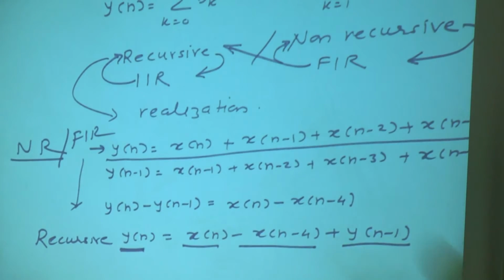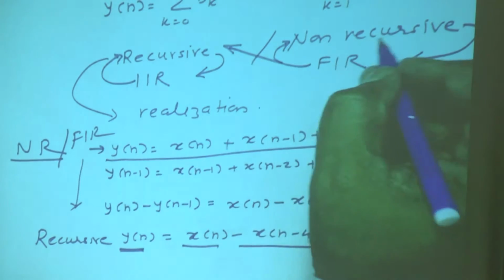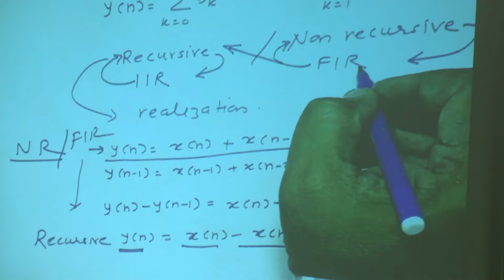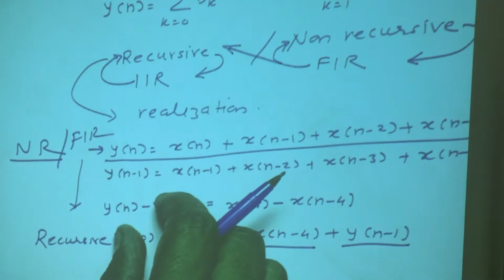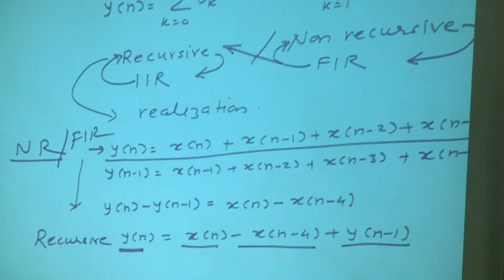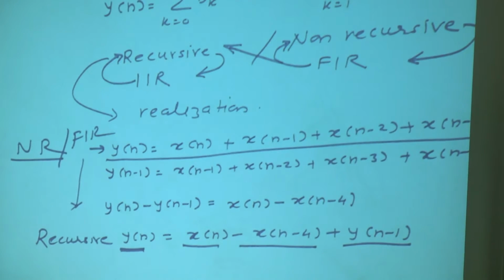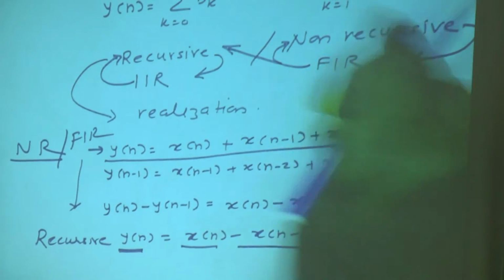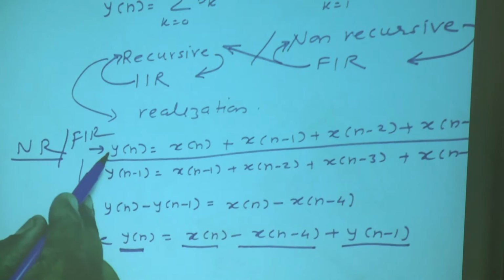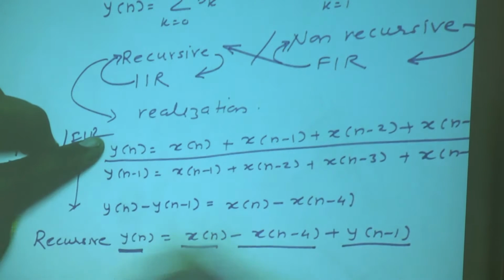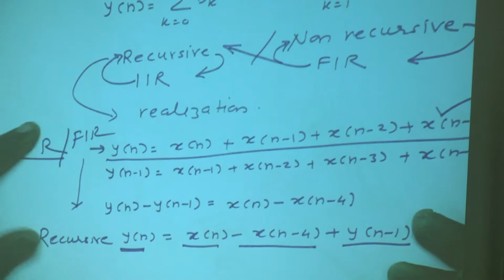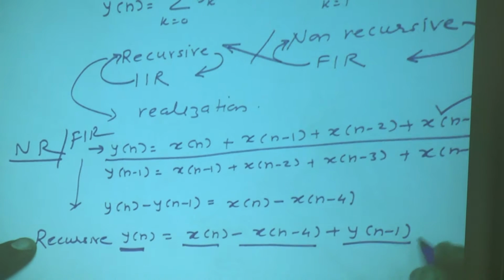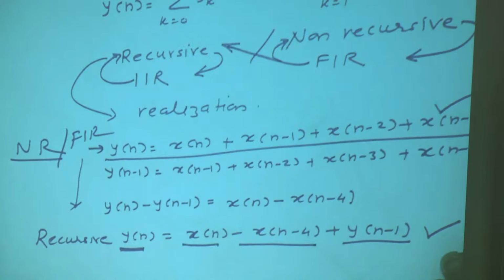So in general, recursive systems are IIR, non-recursive systems are FIR, but the converse is not always true. Converse means IIR systems could be recursive, IIR systems cannot be non-recursive. But FIR systems can be realized as a non-recursive system or a recursive system. The system taken here is an FIR system. If you implement it using this equation, it becomes a non-recursive realization. If you implement it using this equation, it's a recursive realization of the same system. All right.